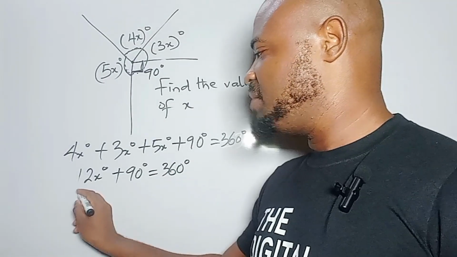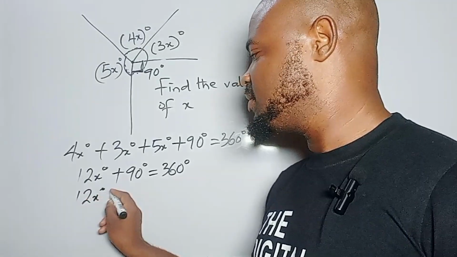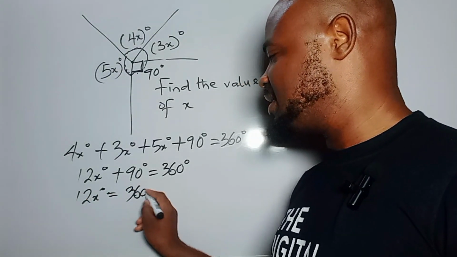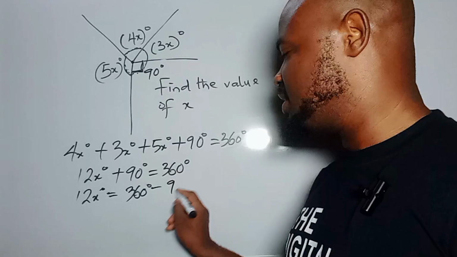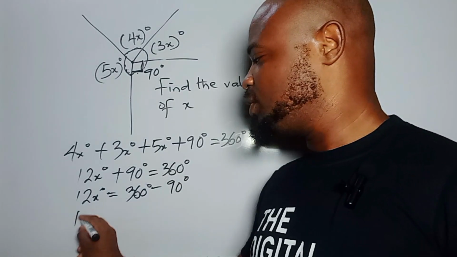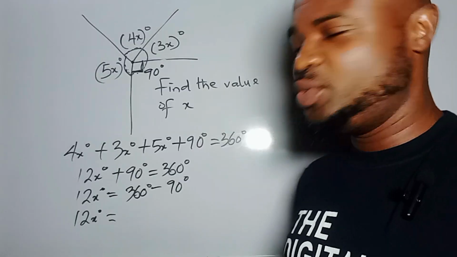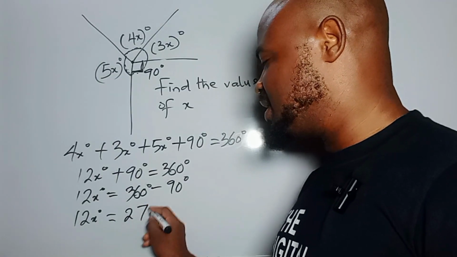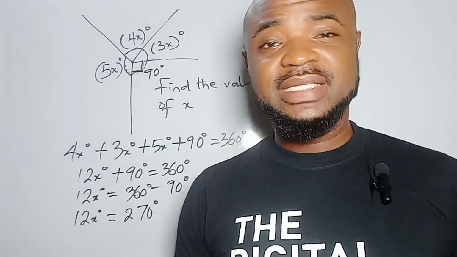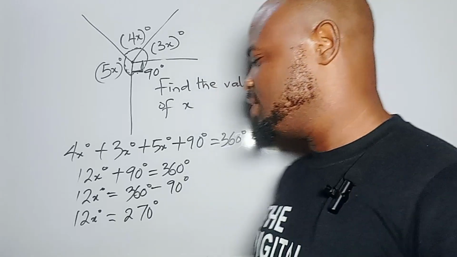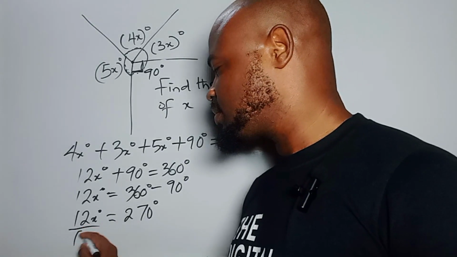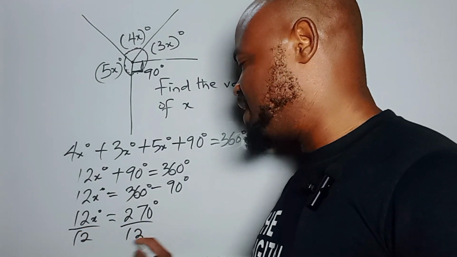I hope you are still following. Good. So let me pick my like terms and take it further. That'll be 360 degrees minus 90 degrees equals 12x degrees. 360 minus 90 is 270 degrees. At this point, I know you can easily guess what we're going to do. I'm going to divide both sides by 12.